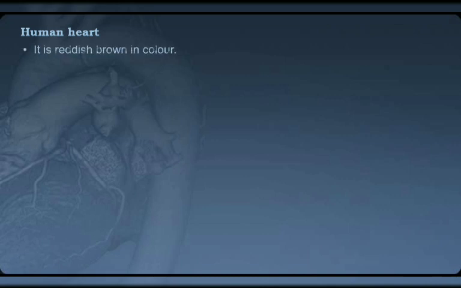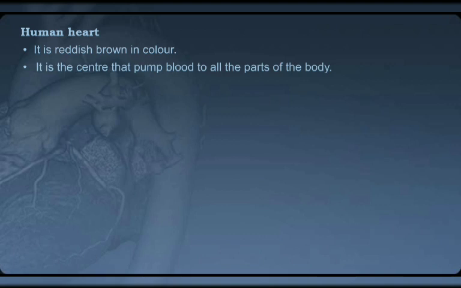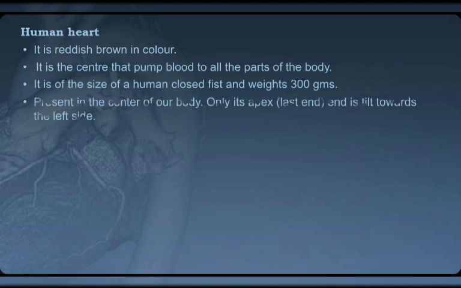It is reddish brown in color. It is the center that pumps blood to all parts of our body, as you already know. The size of the human heart is that of your left hand fist or left hand palm. Be reminded: left hand fist or left hand palm, and its weight is about 300 grams. It fluctuates according to the average body weight or body structure. It is present in the center of the body, only its apex end tilts toward the left side, so it is commonly said to be on the left side.